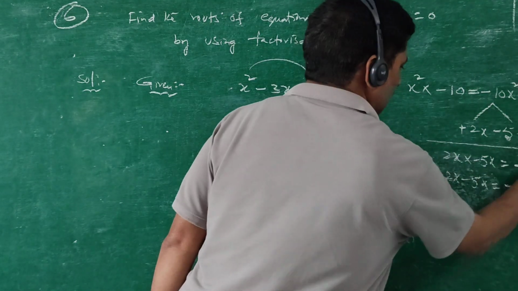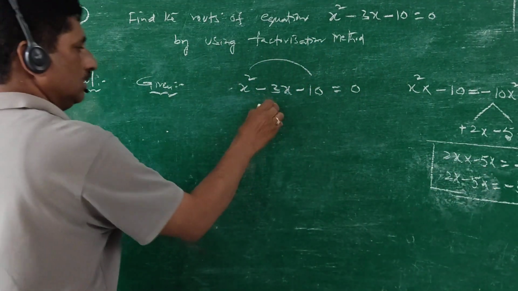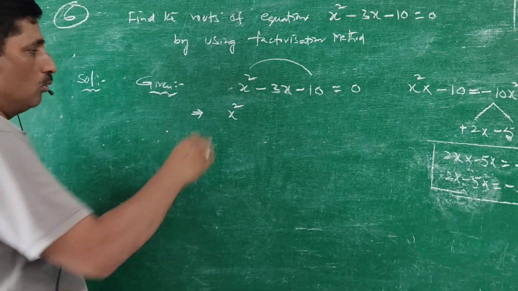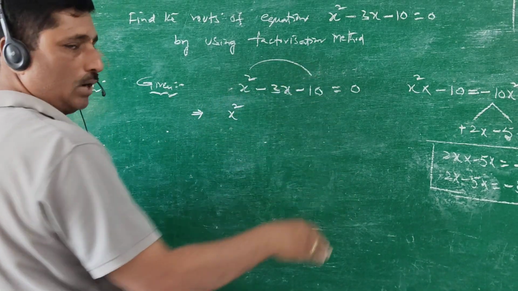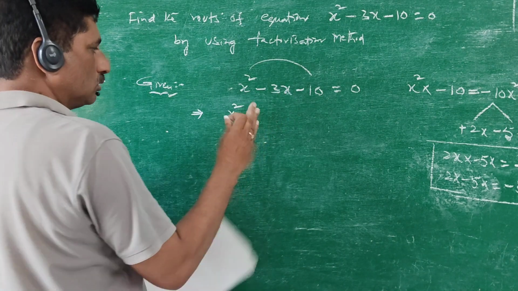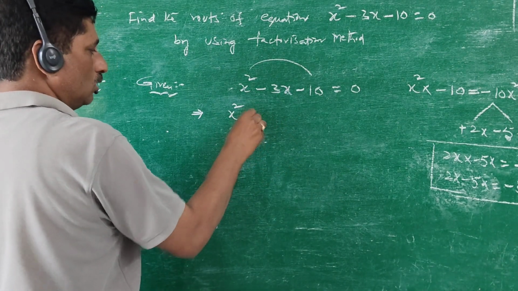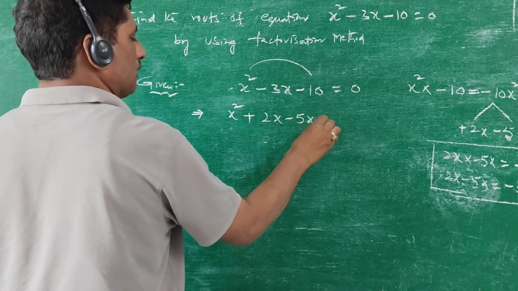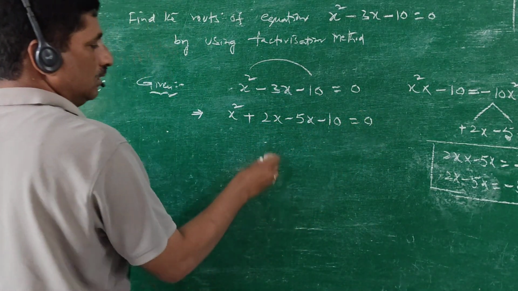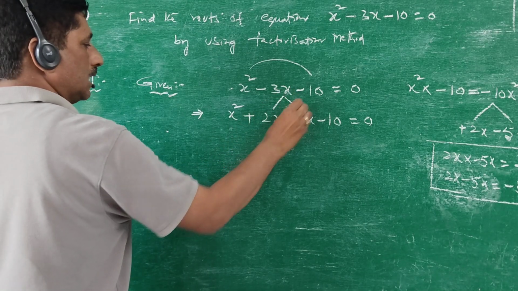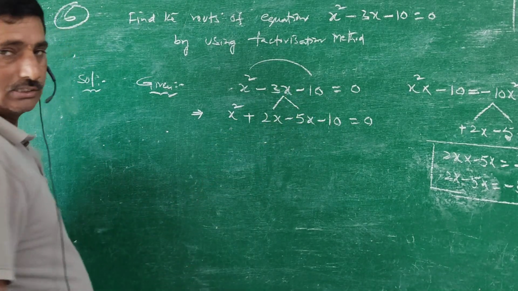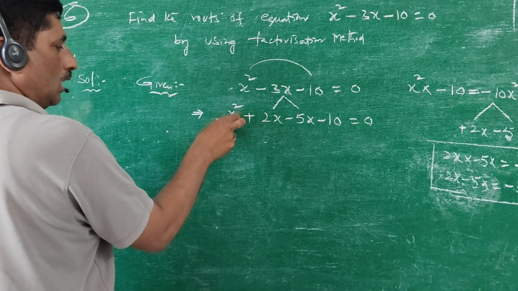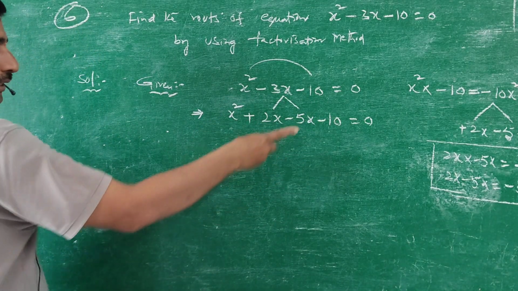This is the suitable pair. Now I have to split this 3x into two terms. x square as it is, and the constant as it is. Just the x term I have to split into two terms, like plus 2x minus 5x minus 10 as it is. So simply I write that minus 3x as plus 2x and minus 5x, right? Now this expression has an even number of terms, 1 2 3 4 terms.